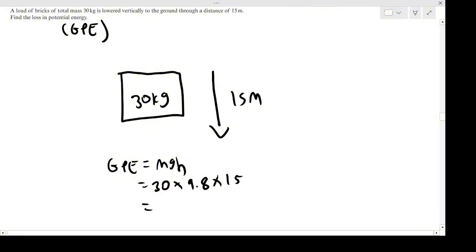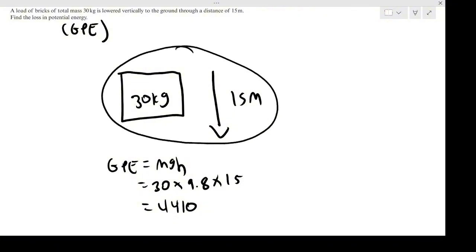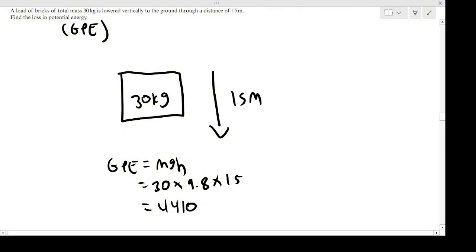I'll work that out. That'd be 4,410. And it's a loss in energy because it's going down. It's going towards the ground. It's losing gravity, if you will. So there we are.